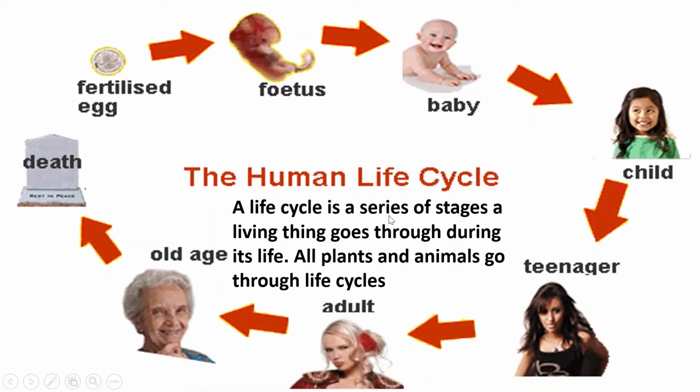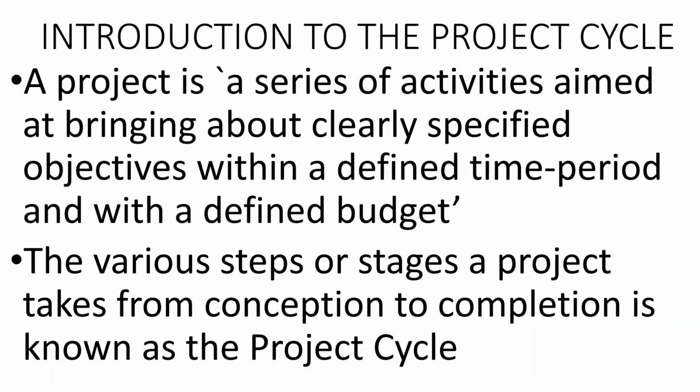Here is the human life cycle. A fertilized egg develops into a fetus, which develops into a baby, into a child, into a teenager, an adult, old age, and we say rest in peace. So that is a human life cycle.